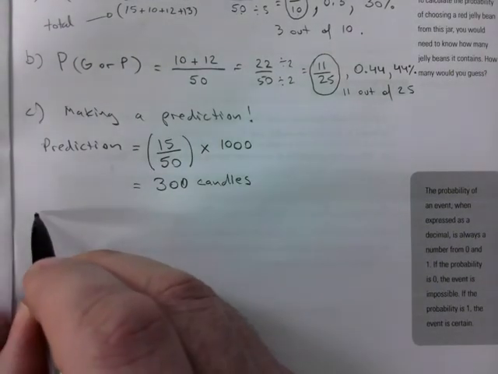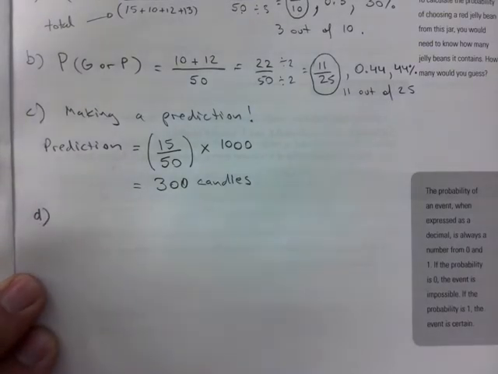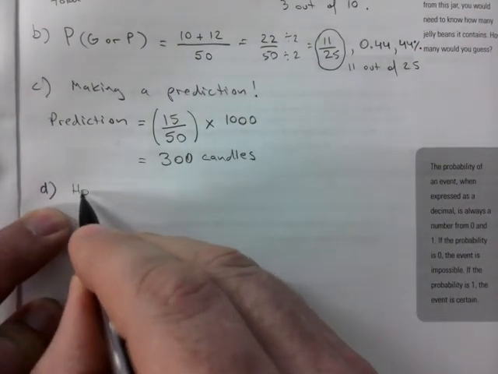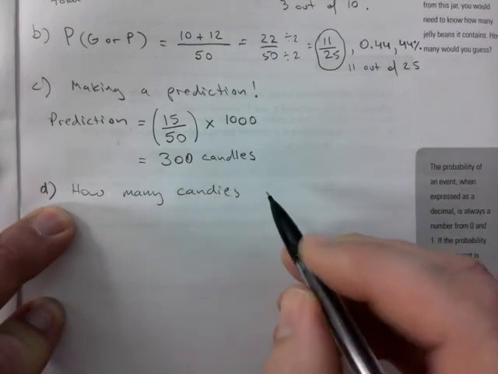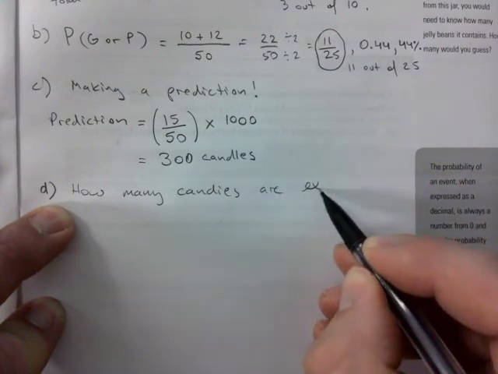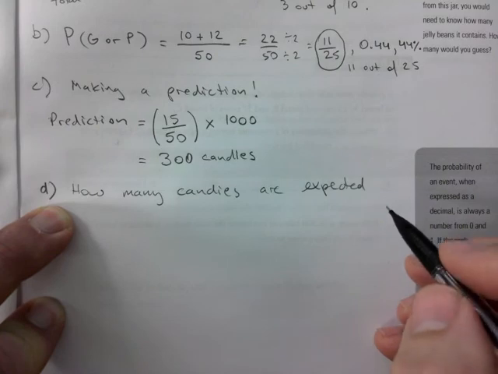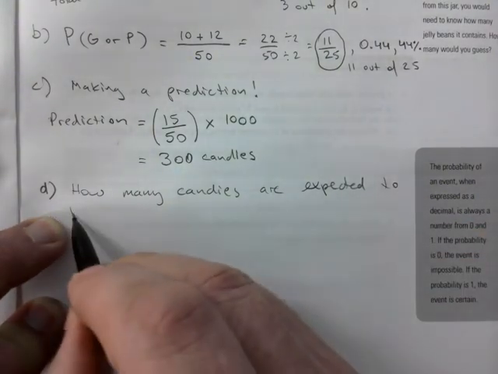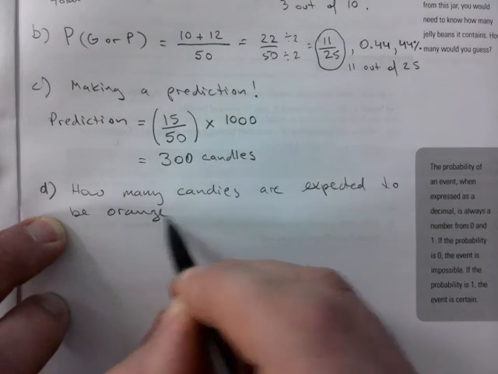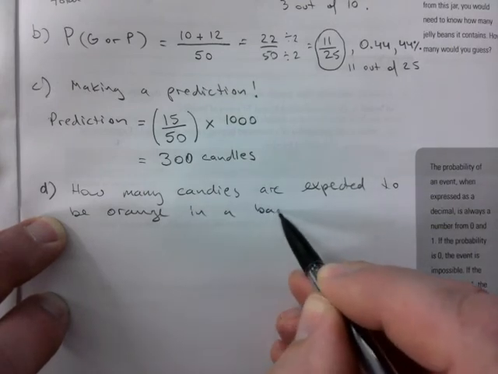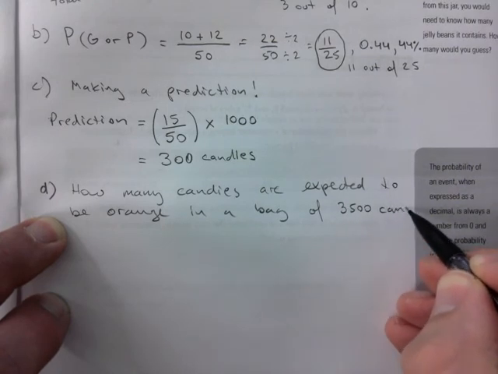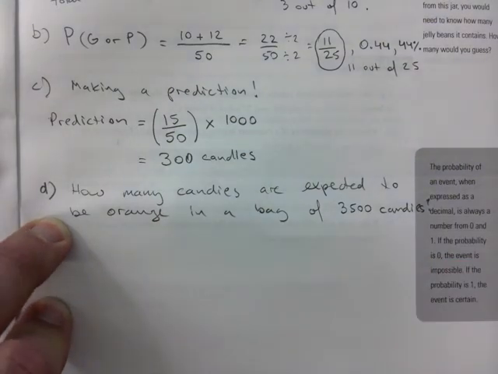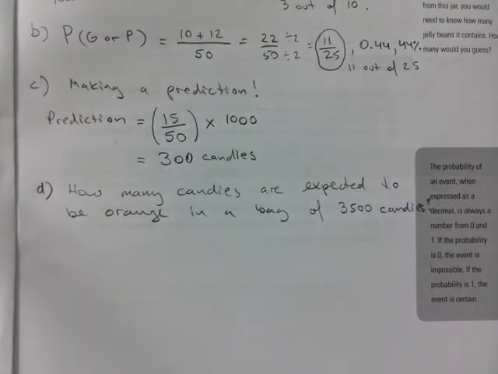Watch this. I'm going to add. That's why I left a bunch of blank spaces there. D. How many candies are expected to be orange in a bag of 3,500 candies? So if this distribution continues, how many would you expect to be orange?